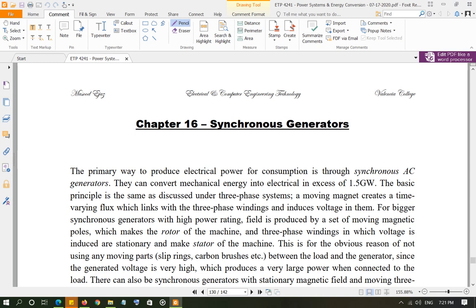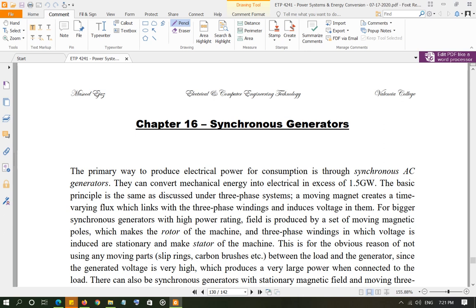Okay, so let's discuss synchronous generators. Synchronous generators are basically AC generators. They produce AC voltage and AC current, and synchronous generators are usually three-phase generators. They are also called alternators. The basic idea of a synchronous generator is the same as we discussed in the three-phase system. If you remember, we discussed single phase, two phase, and three phase generators when we were discussing three phase systems.